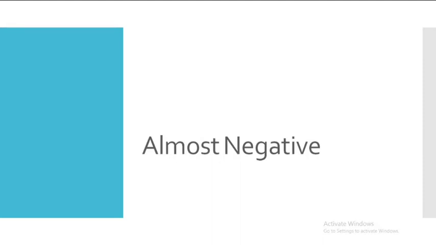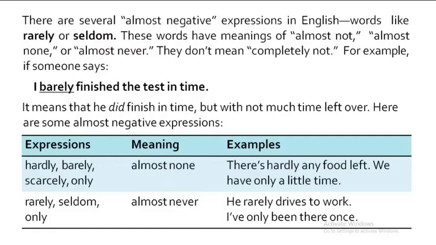Then, about almost negative. Almost negative words means almost not, not completely not. For example, if someone says, I barely finished the test in time, it means that he did finish in time, but with not much time left over.